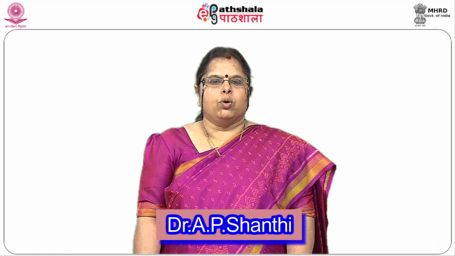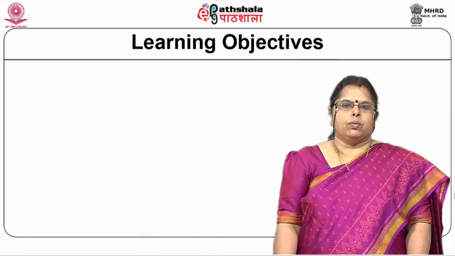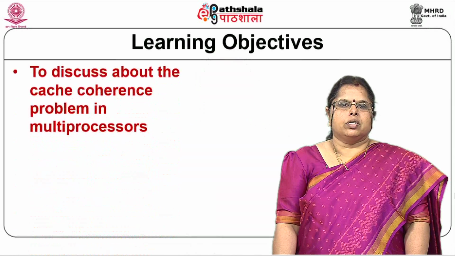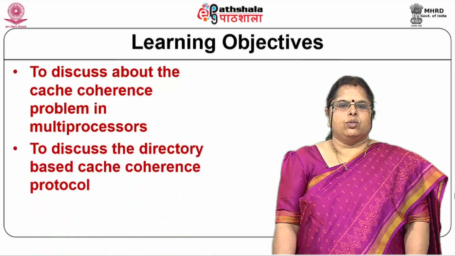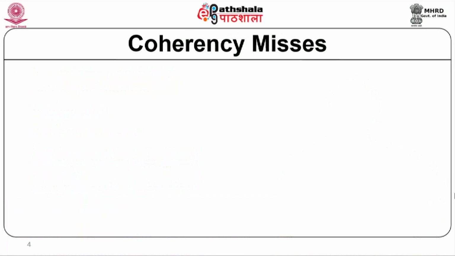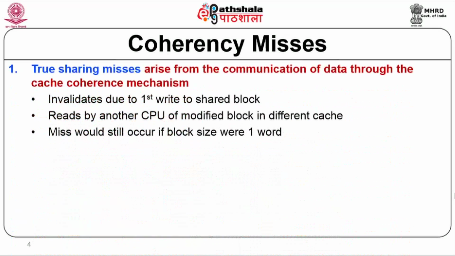We are looking at the computer architecture course. So, this module is on cache coherence again. It is an extension to the earlier module that we looked at. So, the learning objectives are to discuss the cache coherence problem in multiprocessors and to look at the directory based cache coherence protocol. We looked at what the cache coherency problem is in the previous module.